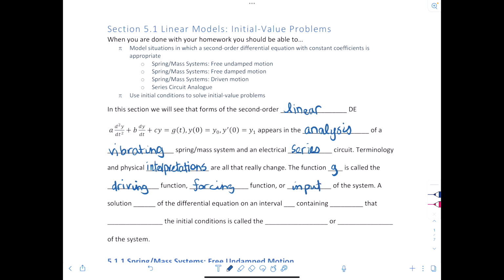A solution y at t, like I said, we'll be using x at t a lot in at least the first couple sections, of the differential equation on an interval I containing t equal to 0 that satisfies the initial conditions is called the response or output of the system.